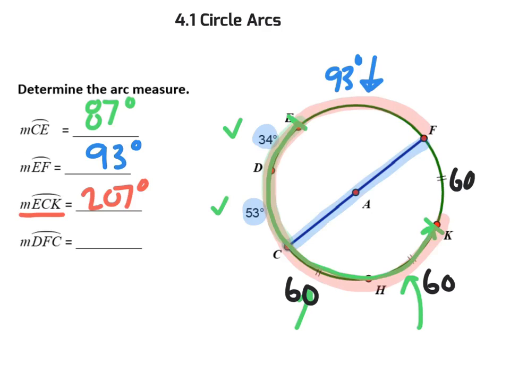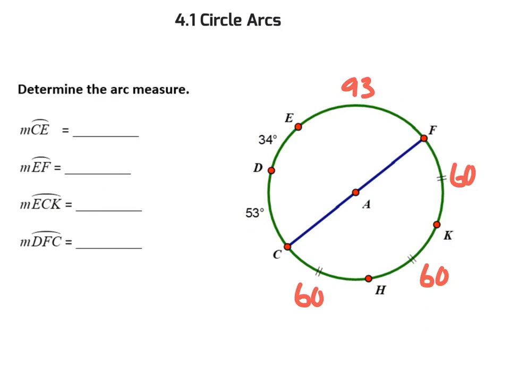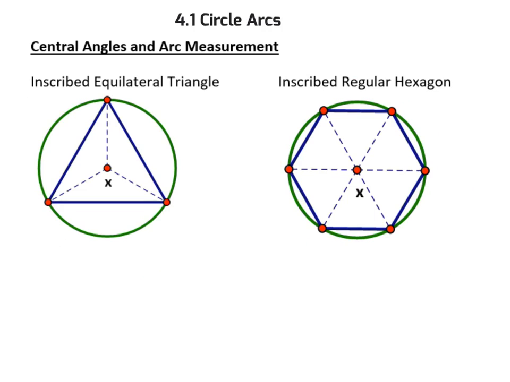And then the final one, what do we got left? D, F, C. Now the fun thing about D, F, C is it's all of this. Now, some people would say, oh, that's easy. Let's add the 34 and the 93, the 60, 60, 60, and so on. Another way to do it is just subtract 53 from 360, isn't it? And that would give you that 307 as another way to get that answer. Either way is fine. We also learn here a very important connection between what's called the central angle and the arc that it subtends or sits upon.